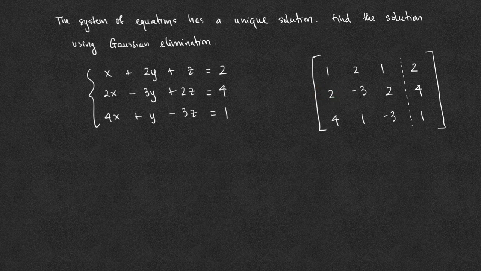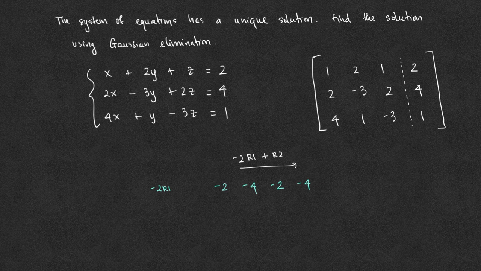And we can do that by performing the row operation. We take row 1, multiply by negative 2 and add to row 2. If we take negative 2 and multiply every entry in row 1, we will get negative 2 times 1 is negative 2, negative 2 times 2 is negative 4, negative 2 times 1 is negative 2, and negative 2 times 2 is negative 4. This is negative 2 times row 1.